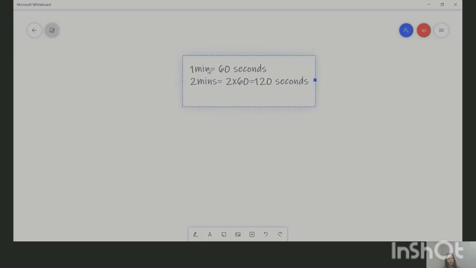120 seconds. Suppose I have to find out how many seconds are there in 5 minutes. So we'll write 5 multiplied with 60, which is going to give you 300 seconds. Similarly, you can find out for 6 minutes, 7 minutes, 8 minutes, you simply have to multiply the number with 60. So this was a relation between minutes and seconds.